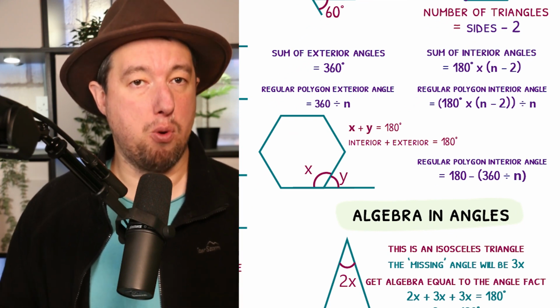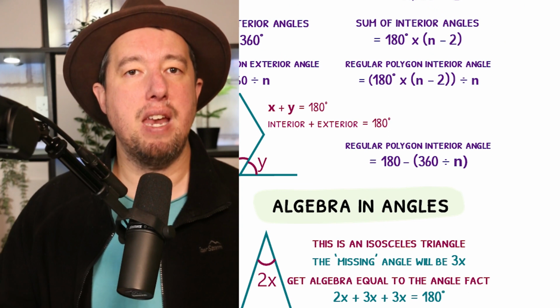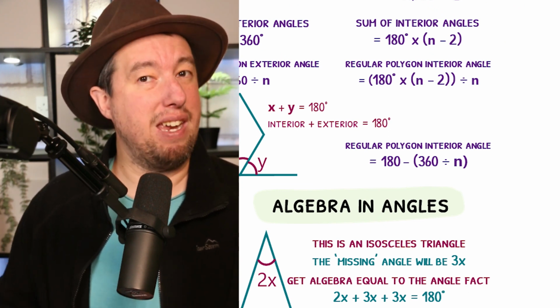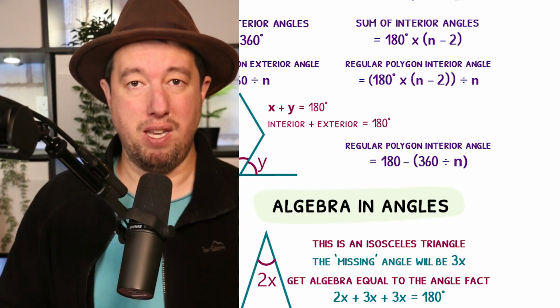Interior and exterior angles share an important link. They will always add up to 180 degrees. This means that instead of using the complicated formula to find the interior angle, we can use the nice exterior angle one and subtract it from 180 degrees.